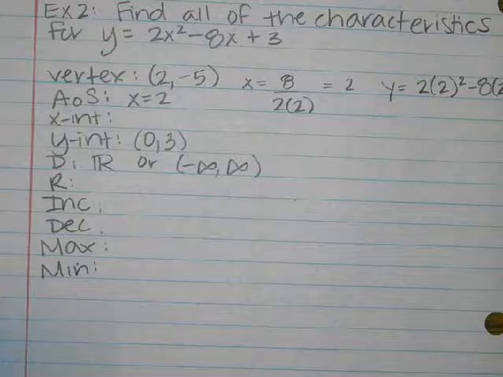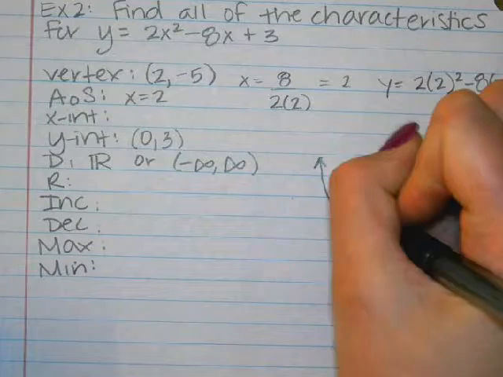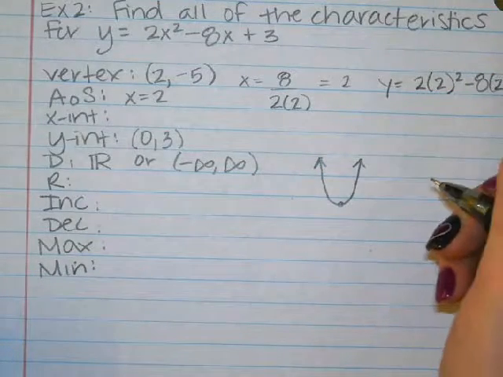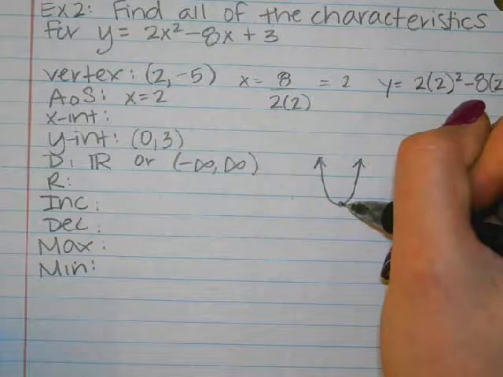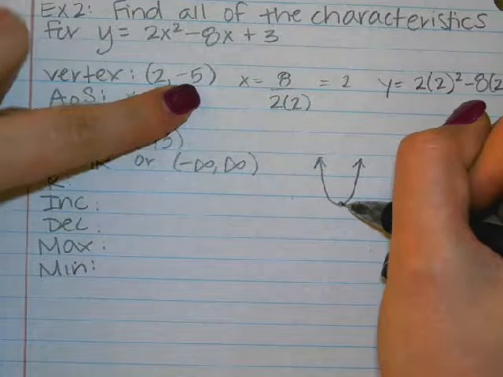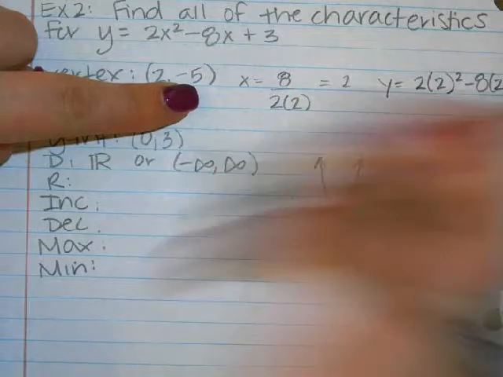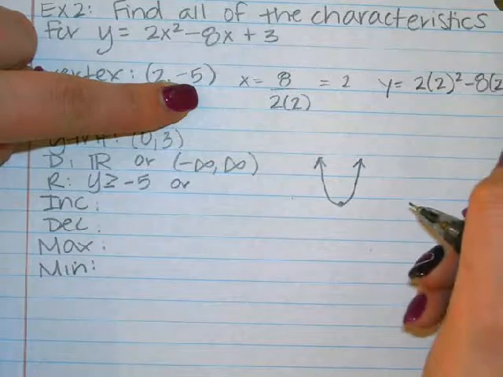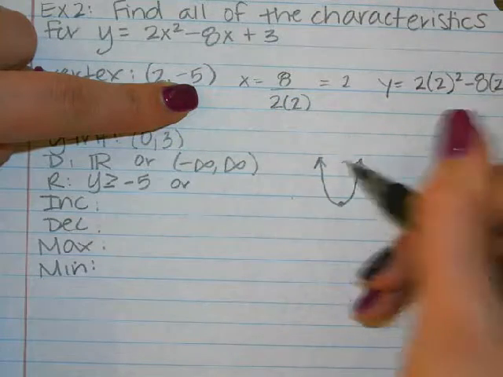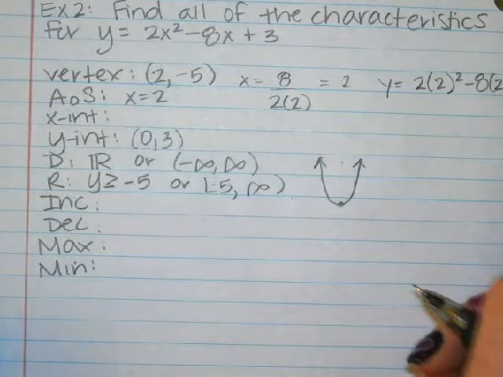If I draw a little sketch of this parabola, does it go up or down? It goes up. So if we're looking at the y values for the range, what is the very lowest y value that we can see? Yeah, negative 5 from the vertex. So what should our range be? Y is greater than or equal to negative 5, or if you like the infinities, negative 5 with a bracket around it to positive infinity.